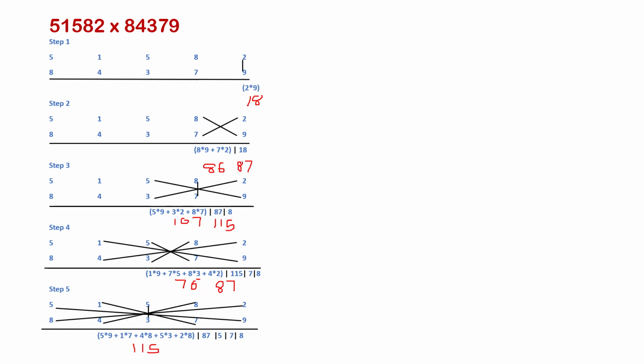But from the previous step, I have 8 as a carryover. So adding the 8, I'll be getting 123. 123 is my answer of this step. I've considered all the five digit numbers. For the next step, what I have to do? I have to reduce the number of digits now. So from five digits, I'll be considering the next step.